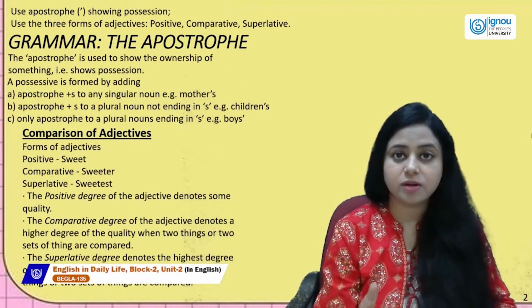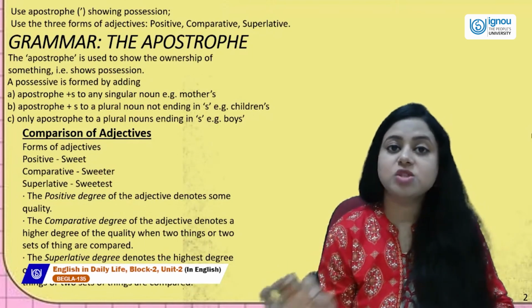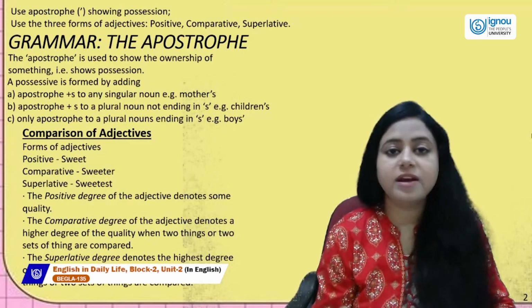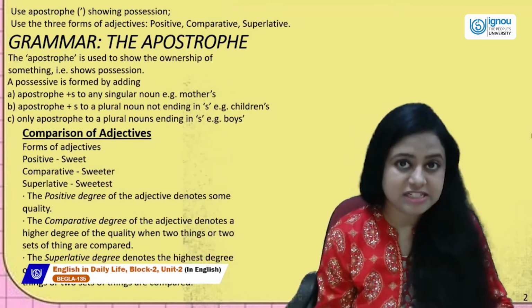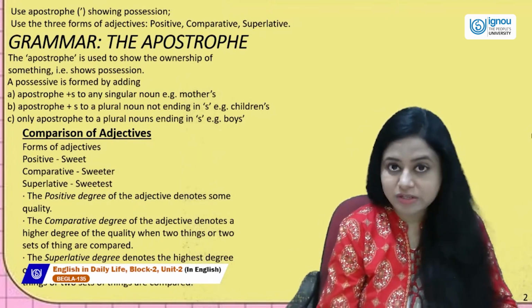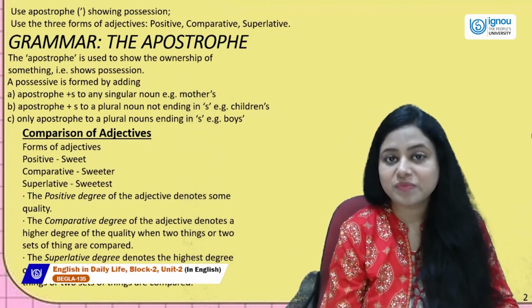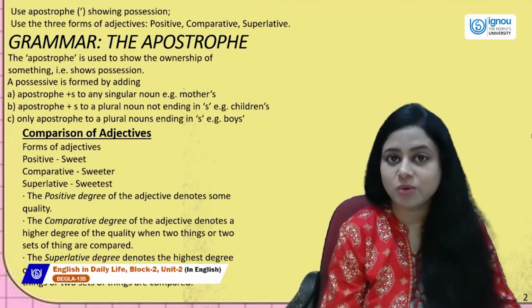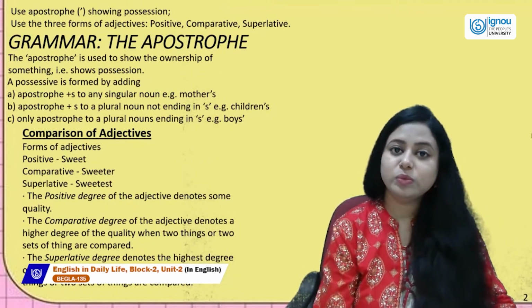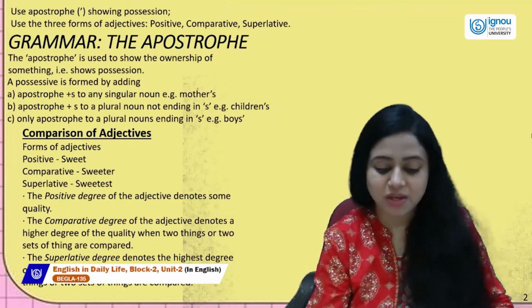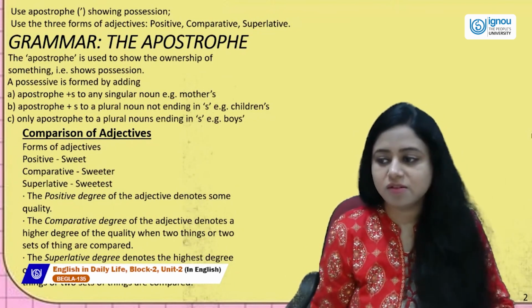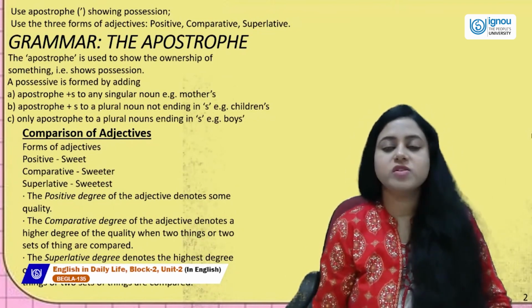Look at the first one. What did I say? Apostrophe plus s to any singular noun. Child is a singular noun and it doesn't end with s, it ends with d. So you add apostrophe and s, simple. Now, more examples. Father. Father is a singular noun and it ends with r. It is not ending with s. So what do we do? Apostrophe plus s. Now you have to say father's razor, father's pen, father's office.